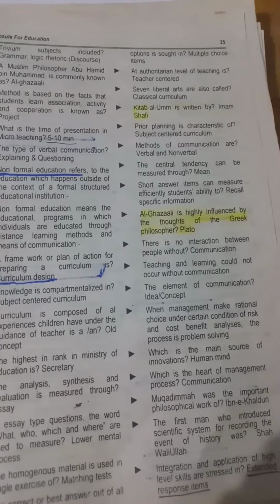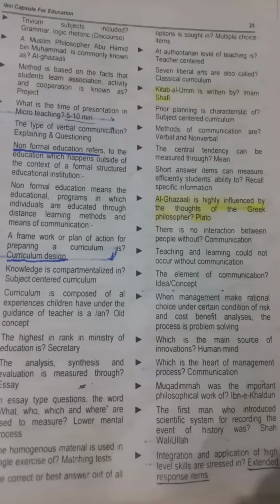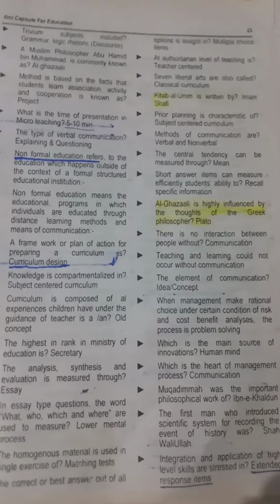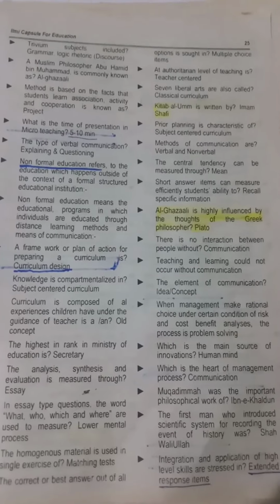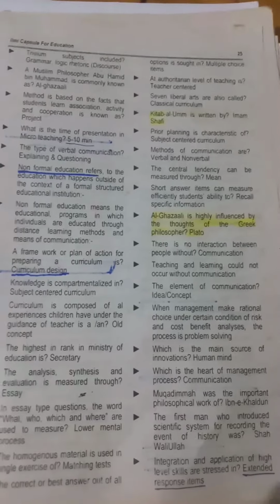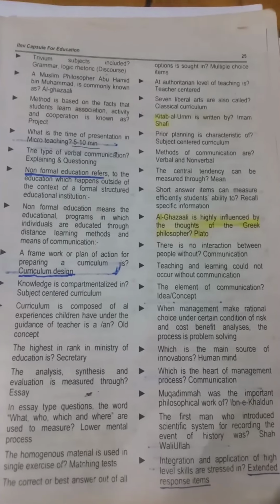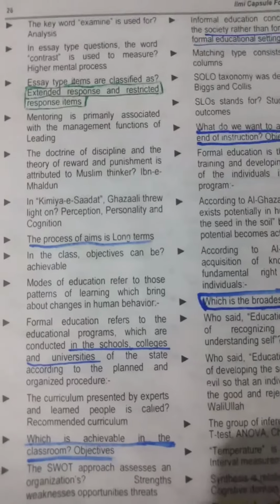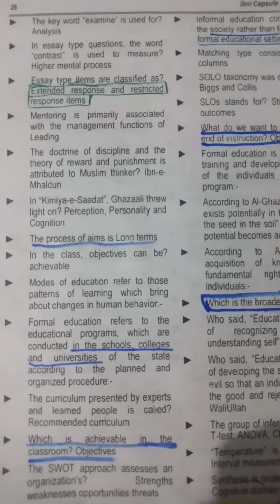Muqaddimah is the important philosophical work of Ibn Khaldun. The first man who introduced scientific system for recording the events of history was Shah Waliullah. Integration and application of high-level skills are stressed in extended response items. The keyword examine is used for analysis.